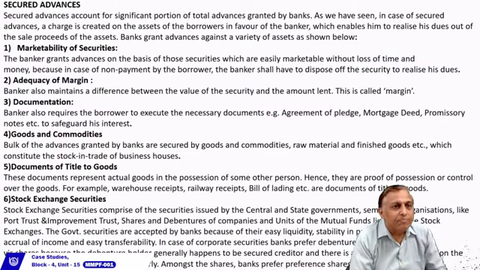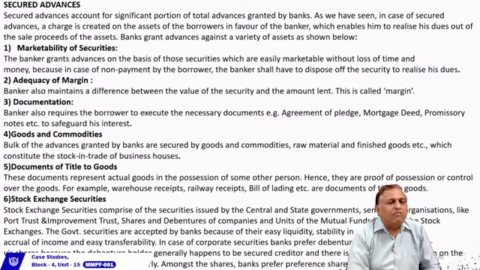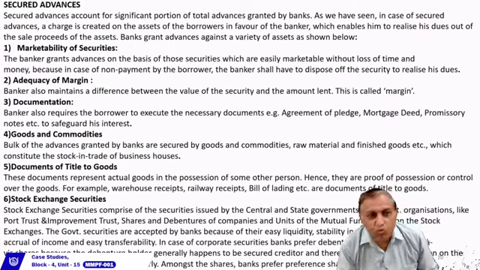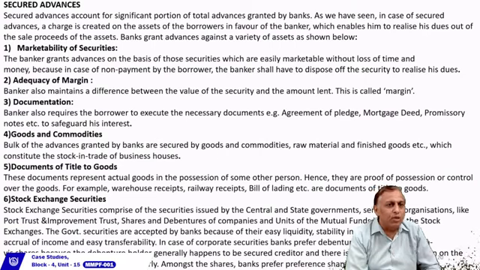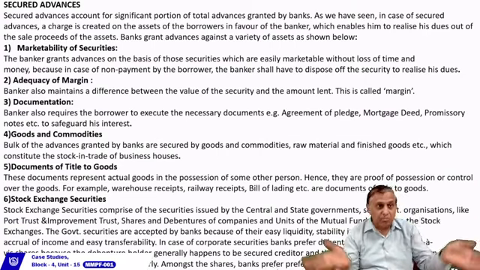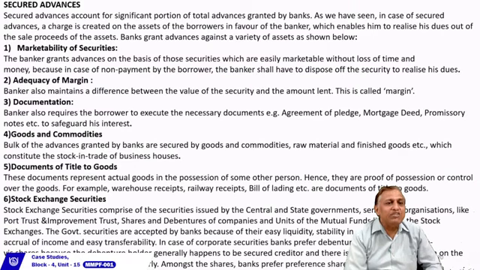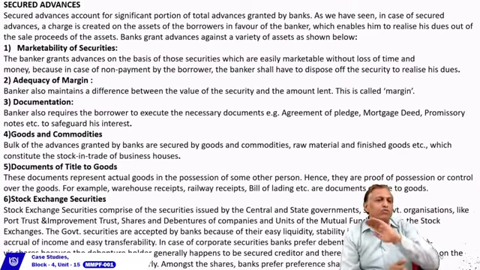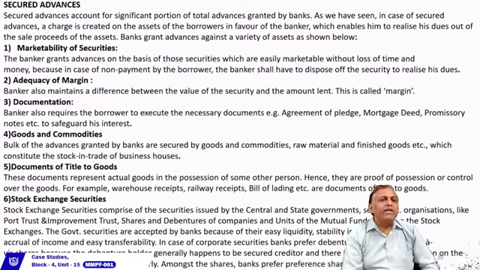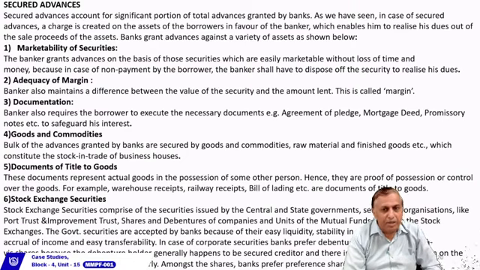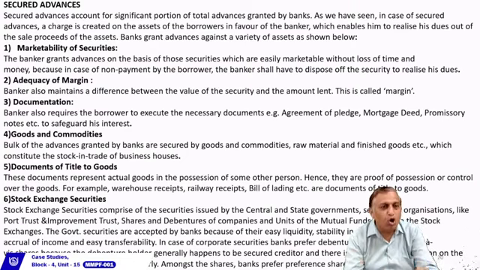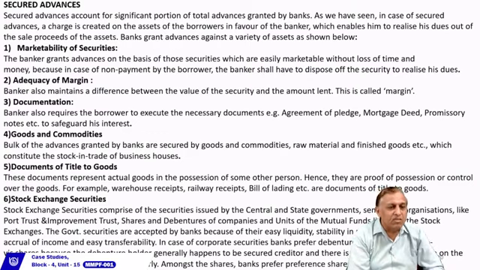Secured advances. See, when you get a secured advance, what are you pledging? What are you putting as security? Marketable securities, which you can market and encash without any loss of time. Adequacy of margin. If you are giving securities of 100 rupees, you are getting the credit of 75. Documentation. You keep a proper document agreement for the safeguard of the interest of both the parties.